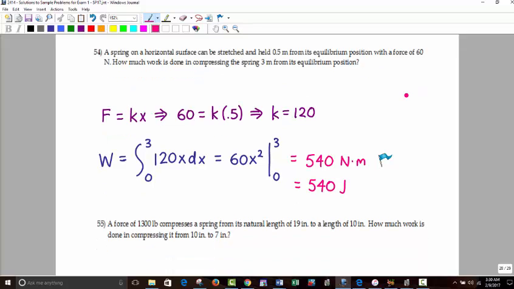Spring problems. Here we go. A spring is stretched 0.5 meters with a force of 60 newtons. So it takes 60 newtons to stretch it out half a meter. How much work would be done in compressing the spring 3 meters from its equilibrium position?